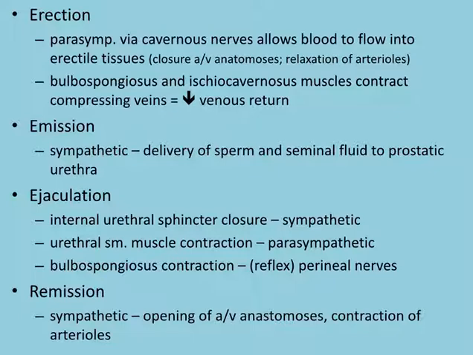And then finally, there's a remission period where the sympathetic nervous system kicks in, and it causes contraction of the arterioles, opening of the anastomosis between the arterioles and the venules to move blood away from the penis to stop erection. Okay, so that's just a bit of a physiologic overview.